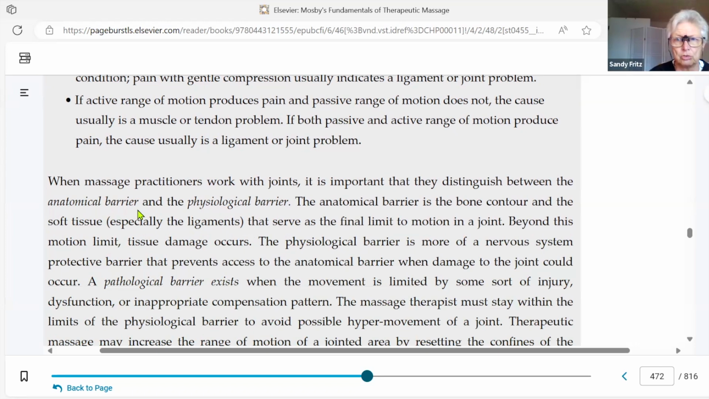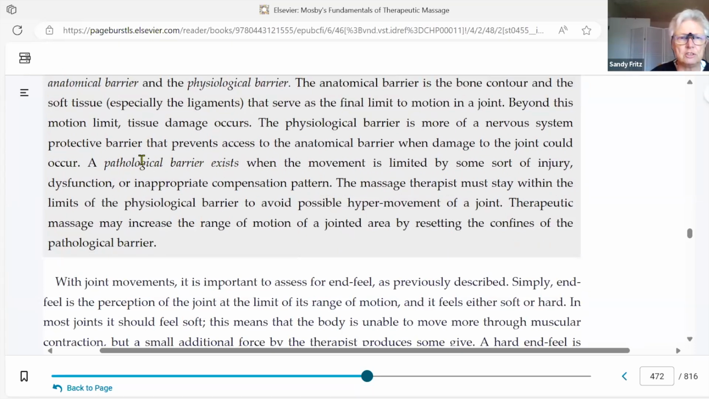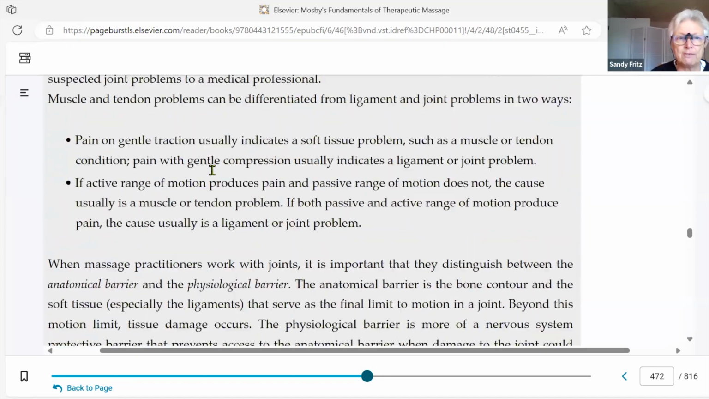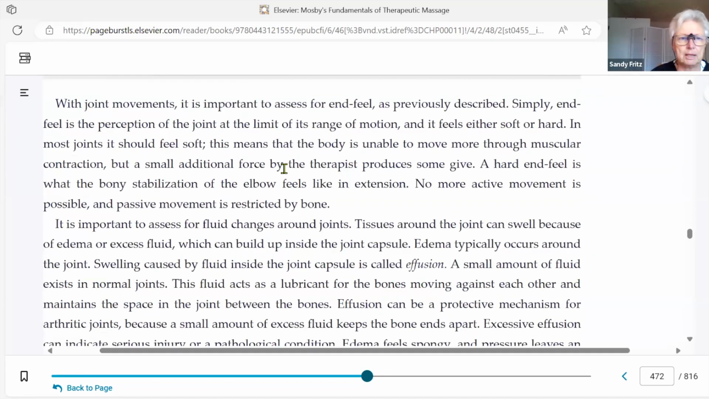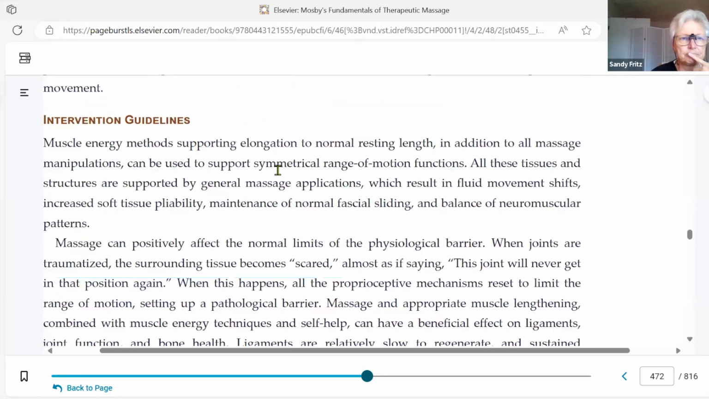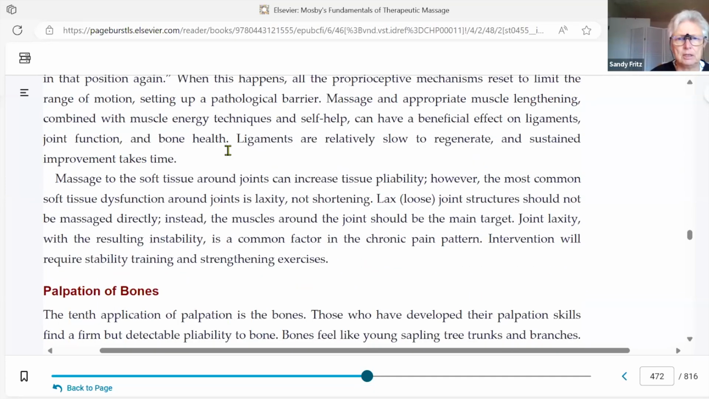And so then here we also talk about anatomical barriers. That's where the structure stops the movement. Our body just doesn't take us very often to the anatomical barriers. We work within a physiological barrier. And then if that has shifted, it can be considered a pathological barrier. And you may find this terminology on the MBLEX. And intervention guidelines. Well done.